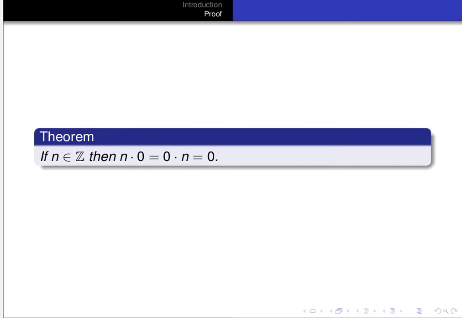So here's our theorem. If n is an integer, then n times 0 equals 0 times n equals 0. And of course we know as an axiom that multiplication is commutative, so if we can just prove one of those, if we can just prove n times 0 is equal to 0 or 0 times n is equal to 0, then we'll get the other one for free.